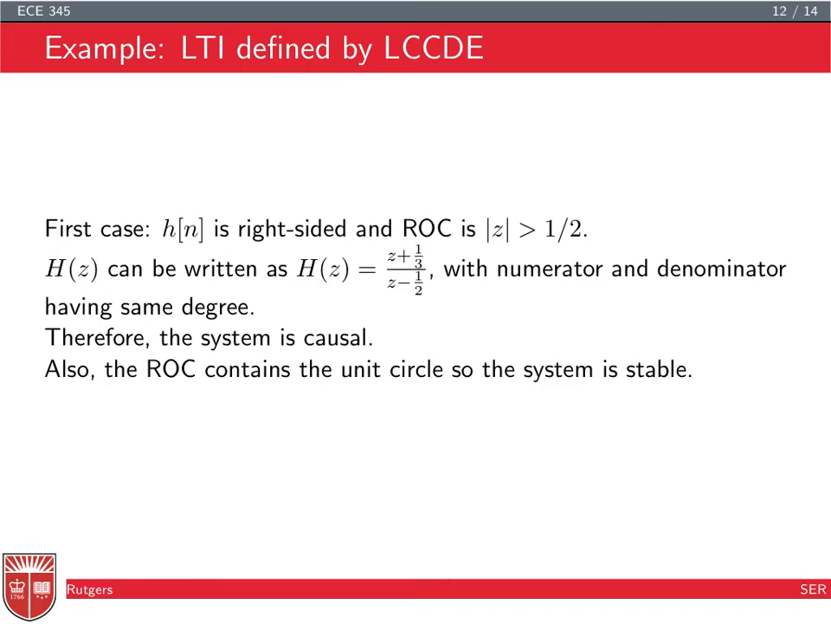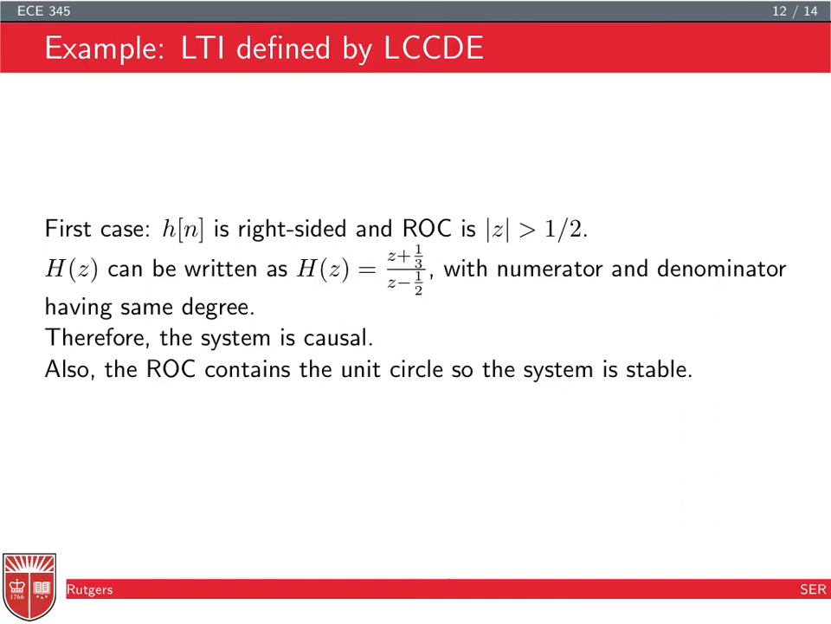Then in this case, we can write h of z. In terms of causality, we already have the first condition satisfied, so it's the exterior of this circle. Now, since our transfer function is rational, we need to check the degrees of the numerator and the denominator. Here the numerator and the denominator have the same degree, so the system is causal. And if you look at the unit circle, the unit circle is inside the ROC, therefore the system is stable. So in this case, the system is stable and causal.